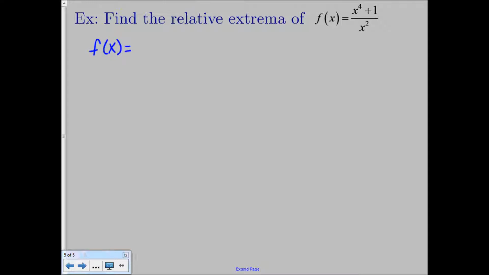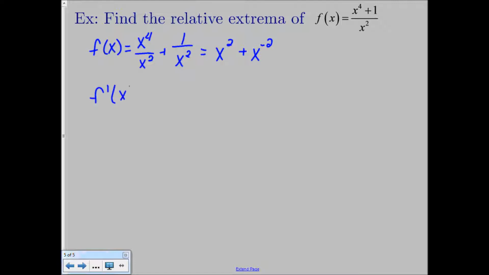So if we split that fraction up to being x to the fourth over x squared plus 1 over x squared, we can simplify this to be, well, x to the fourth over x squared is just x squared plus x to the negative 2, rewriting that fraction so that our x's come out of the denominator. So now it's a lot easier for us to find our first derivative.